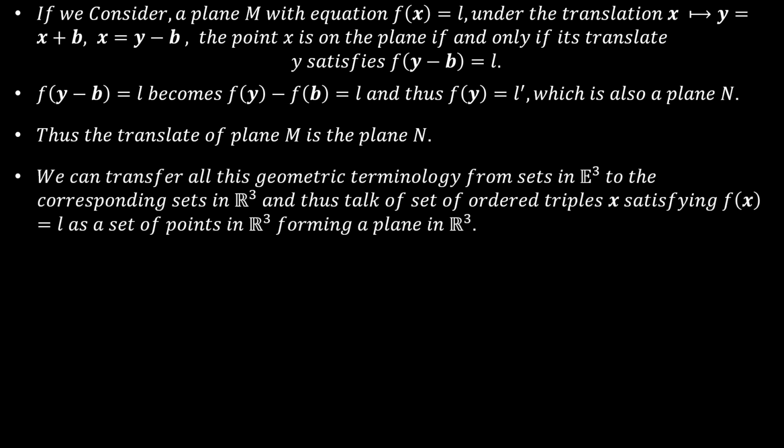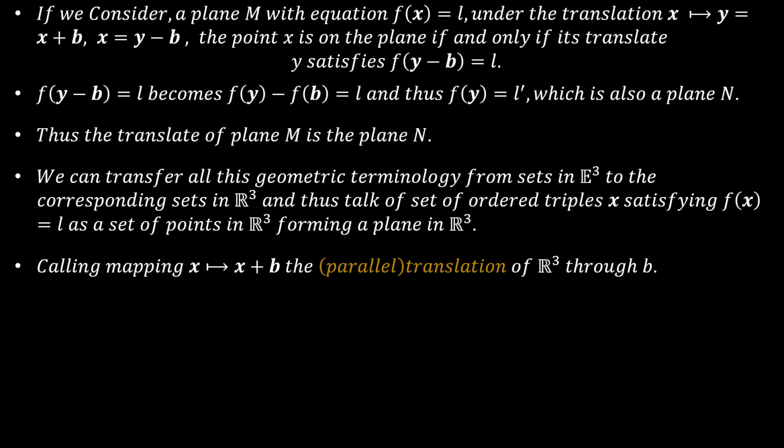We can transfer all this terminology from the Euclidean space to the corresponding three-dimensional Cartesian vector space. And that's talk of the set of ordered triples x satisfying f(x) being equal to L as a set of points in the 3D Cartesian vector space, forming a plane in the R^3 space, or the Cartesian space.